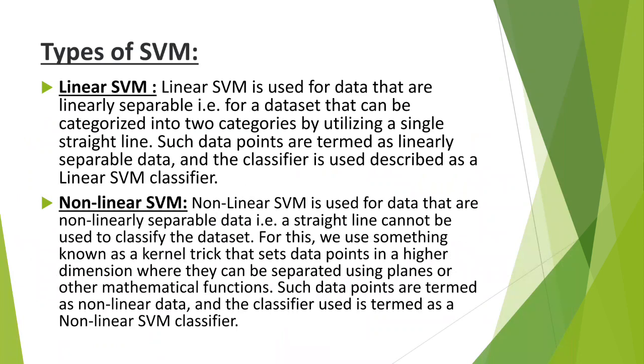Nonlinear SVM. Nonlinear SVM is used for nonlinearly separable data, that is, when a straight line cannot be used to classify the data set. For this, we use something known as the kernel trick that sets data points in a higher dimension where they can be separated using planes or other mathematical functions. Such data points are termed nonlinear data, and the classifier used is termed a nonlinear SVM classifier.